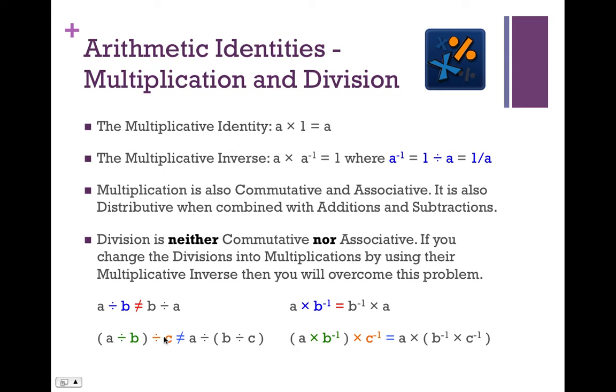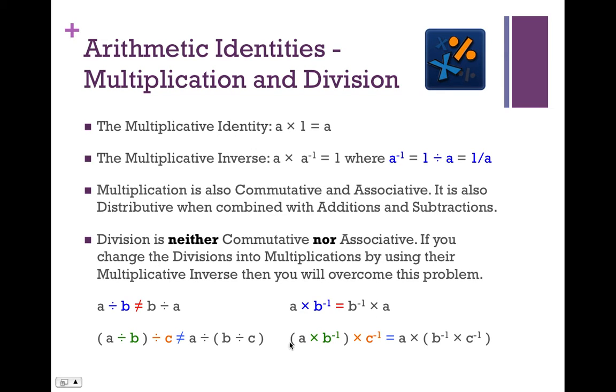And the same follows with the associative law here, with a string of divisions. If you perform the division of the first two numbers first and then divide by the third number, it does not equal the same as if you performed the division of the second and third number and then divided that into the first number.